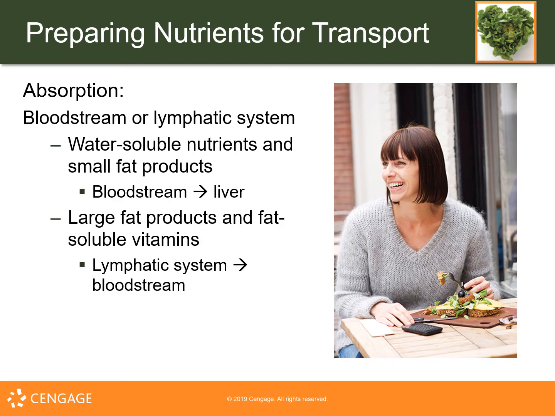Preparing nutrients for transport. Absorption occurs in one of two ways, via the bloodstream or lymphatic system. Water-soluble nutrients and small fat products travel mostly through your bloodstream and then go to your liver. Because blood is mostly water, your water-soluble nutrients will go there, and it can also contain other things like carbohydrates, like monosaccharides, small fats like glycerol and short or medium-chain triglycerides, amino acids, and your water-soluble vitamins, vitamins B and C.